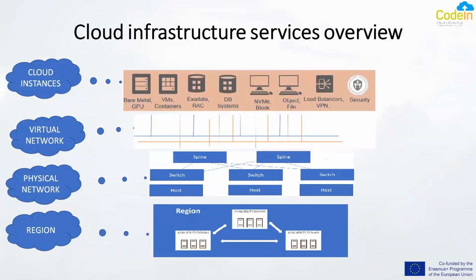Now, let's put everything together. The virtualized network layer allows us to connect to any instance within the cloud: computers, databases, object files, virtual machines, load balancers, security.